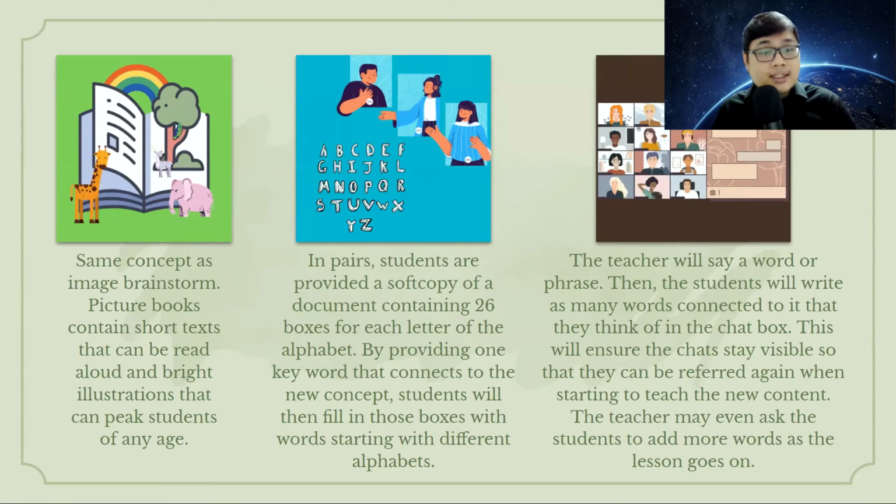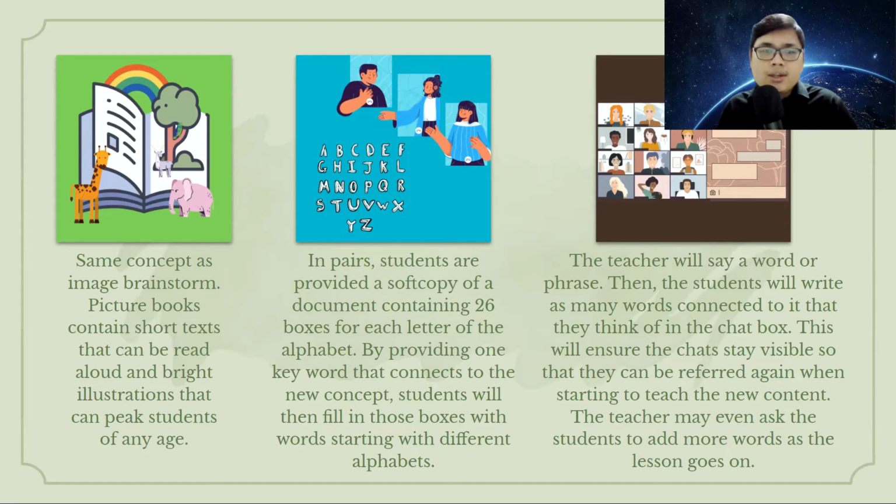For the third activity, which is picture book, it is the same concept as image brainstorming because they both use images. Picture books contain short texts that can be read aloud and have bright illustrations that can pique students' interest. Picture books are especially useful for very, very young students, such as in kindergarten or primary schools. However, never underestimate that it can also be used for mature students, such as in secondary school or even university students. Number 4, which is ABC brainstorming.